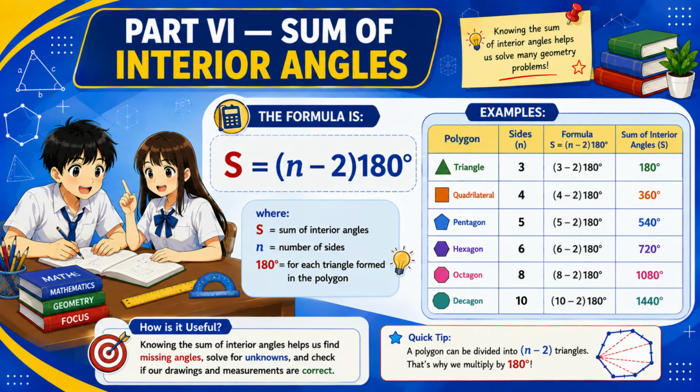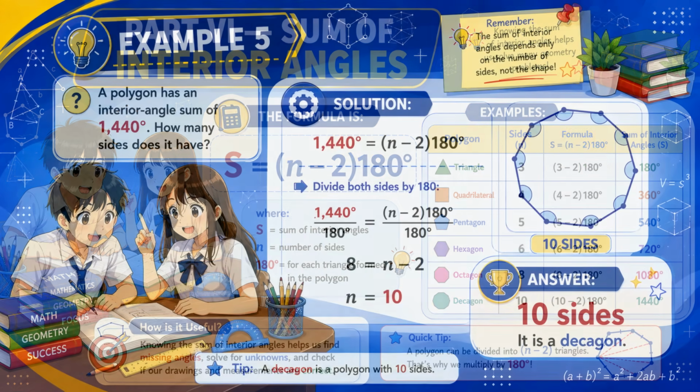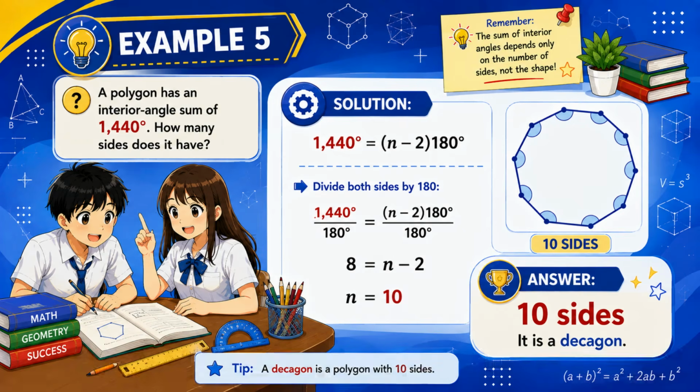Sum of interior angles. The formula is S equals quantity n minus 2 times 180 degrees. A polygon has an interior angle sum of 1,440 degrees. How many sides does it have?